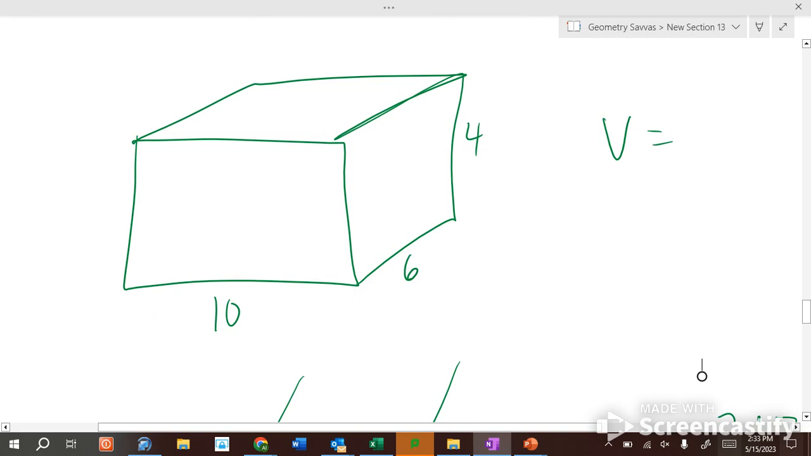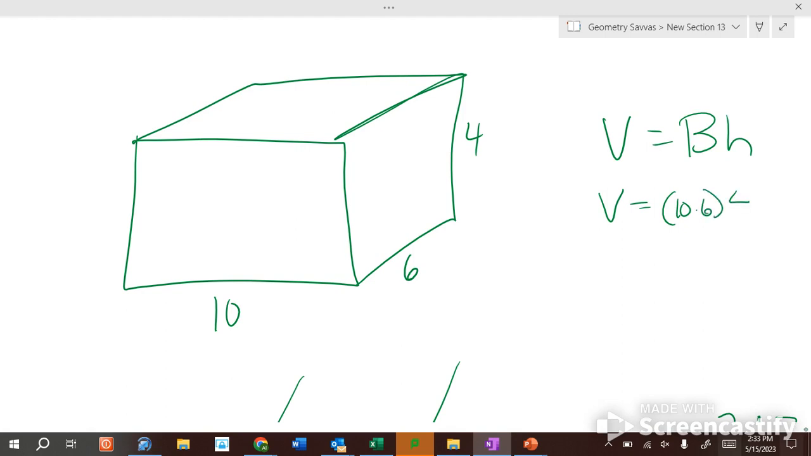Volume. Area of the base times the height. Was it length times width times height? Area of the base is 10 times 6. The height is 4, so it'd be 240.